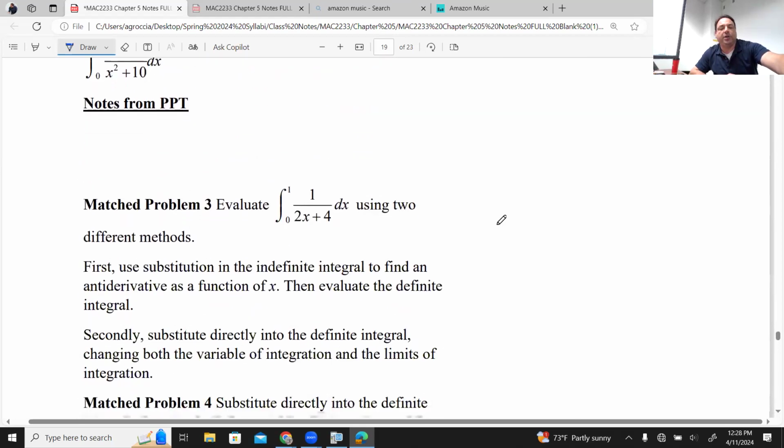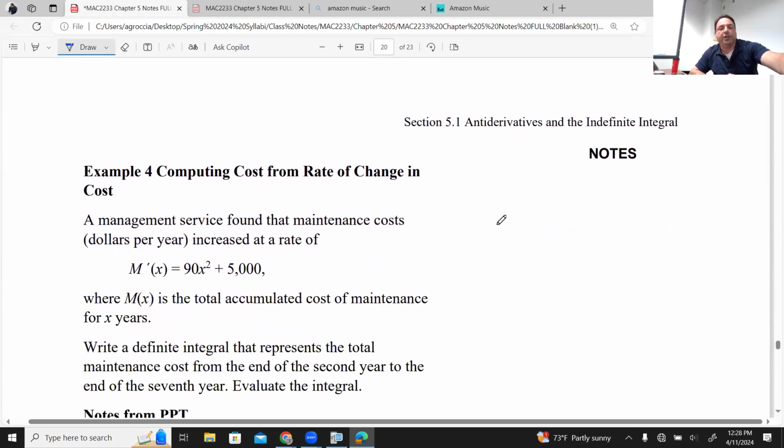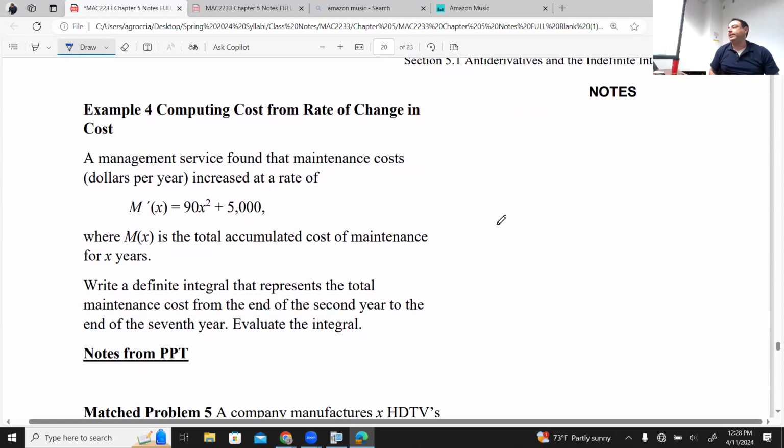So let's get to our first example, and you're going to hopefully understand why we do it. We've been spending so much time on how, now we're going to talk about why. So a management service found that the maintenance cost is in dollars per year. So hold on a second. This is not just cost. This is dollars per year. Is that cost or is that marginal cost? Marginal cost. So you're given a derivative for cost of maintenance, and I want to know not the rate of change. I want to know total cost.